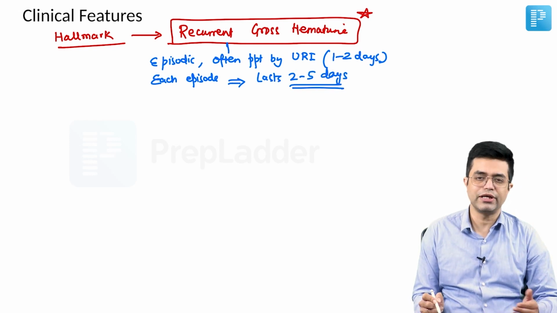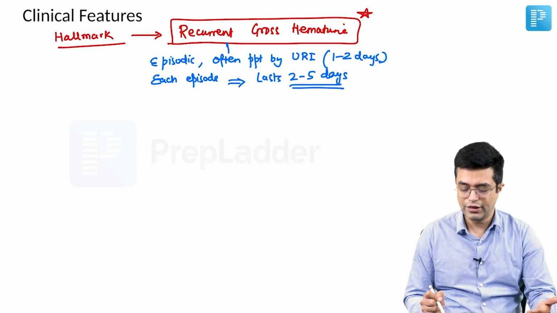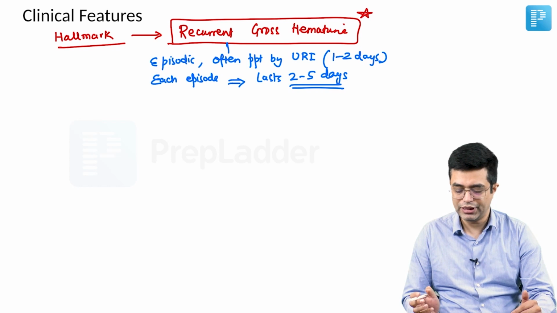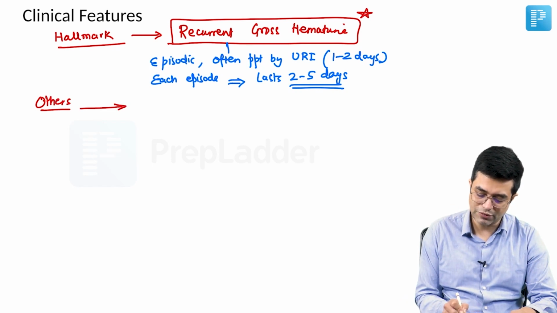Most other textbooks give a range. They give 2 to 5 days. So within 5 days, the episode will resolve, and afterwards gross hematuria may sometimes happen again. Other than gross hematuria, other clinical manifestations can happen. Some of these children can have microscopic hematuria.